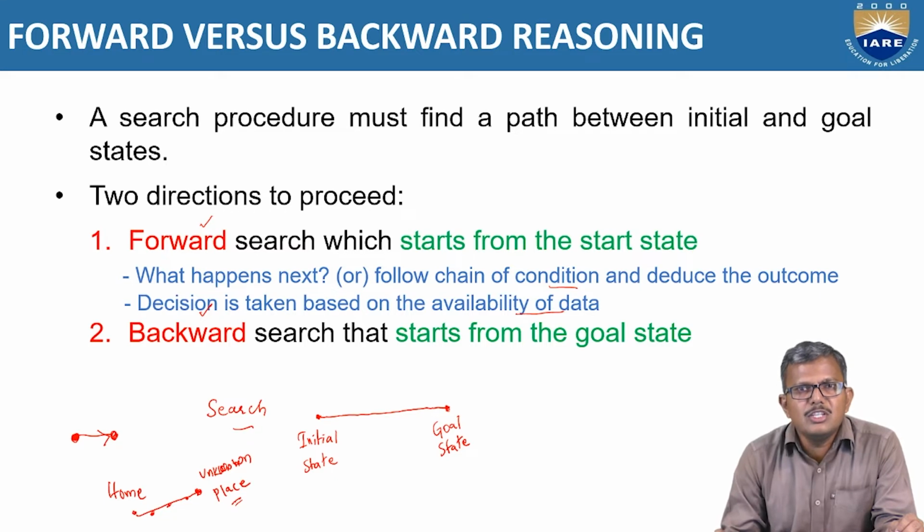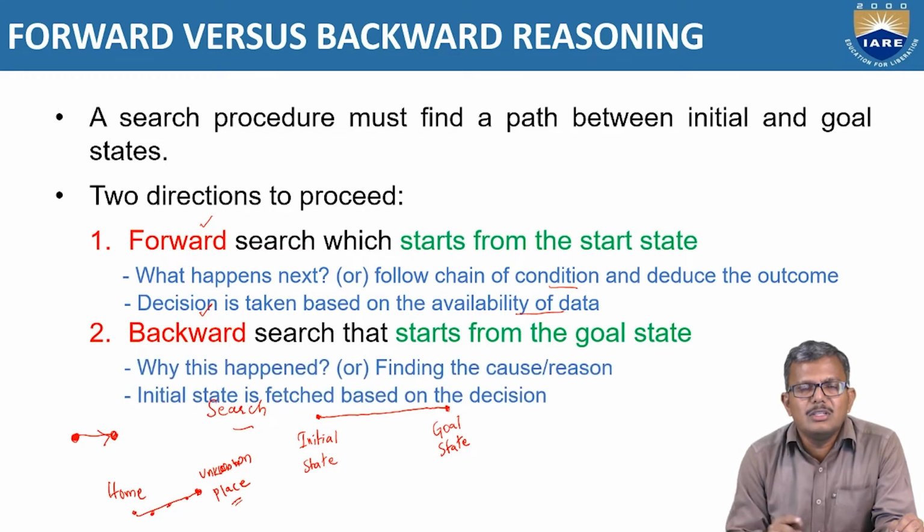But it is not the case in the backward search. In the backward search, the question will be: why did this happen? In this case, we are trying to find out the causes or the reasons for this happening. That means the initial state is generally fetched based upon the decision.